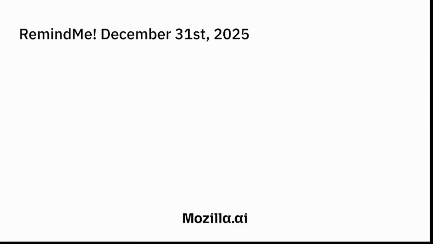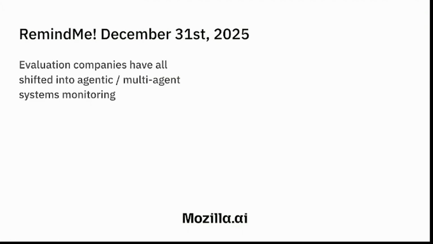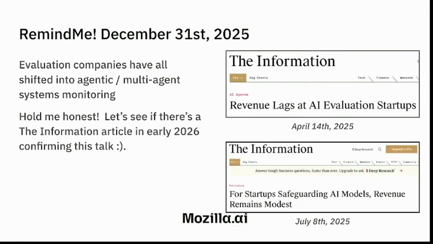So hold me honest here. Remind me on December 31st, 2025, the end of this year. Here are two articles from The Information talking about revenue lagging at AI evaluation startups. These are from earlier this year and from last month. I think we're going to see an article in early 2026 from The Information talking about how eval companies' revenue started going up. And I think it's because of this agentic system revolution that's happening right now.